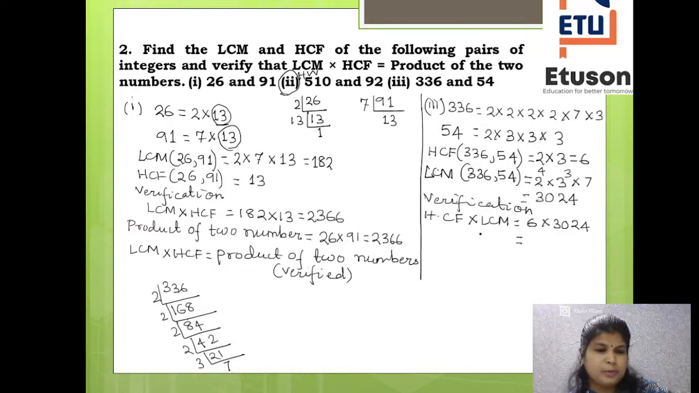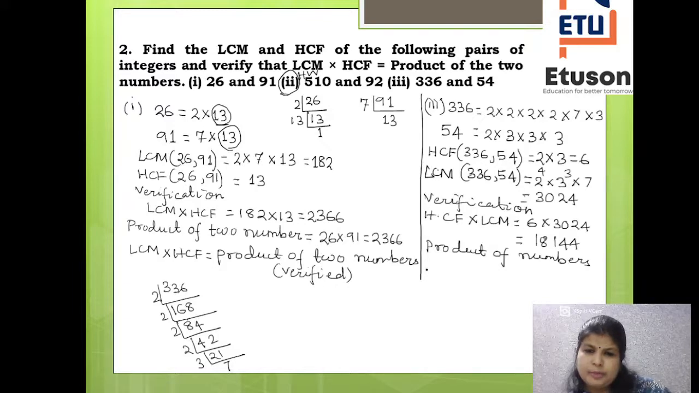It is similar to the problem which I have already done here, right? The same one. I am just repeating the same procedure. So 6 into 3024, if we multiply, our answer will be this much, 18,144. You can verify in the rough if you want. Then the product of the numbers is 336 into 54. That also is equal to 18,144. Hence the property is verified.